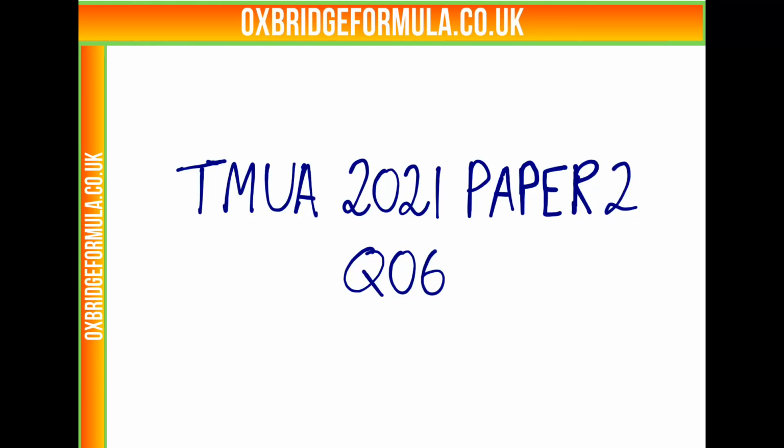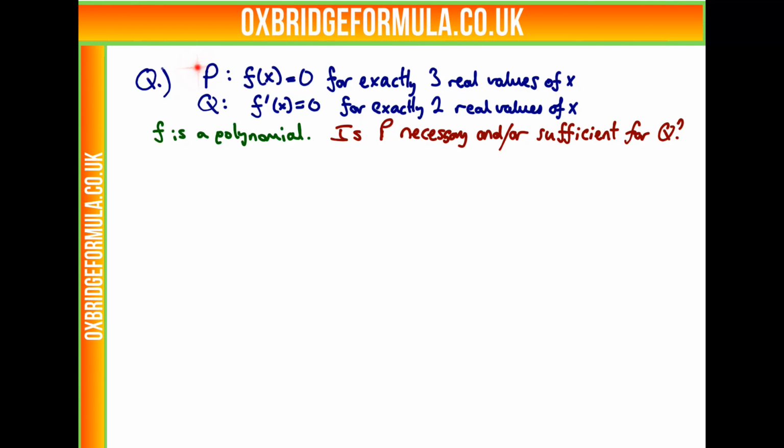This is TMUA 2021, Paper 2, Question 6. We're given two statements, P and Q, about a polynomial f. P says that f of x is equal to 0 for exactly 3 values of x, and Q says the first derivative of f is equal to 0 for exactly 2 real values of x. I want to determine if P is necessary and/or sufficient for Q.